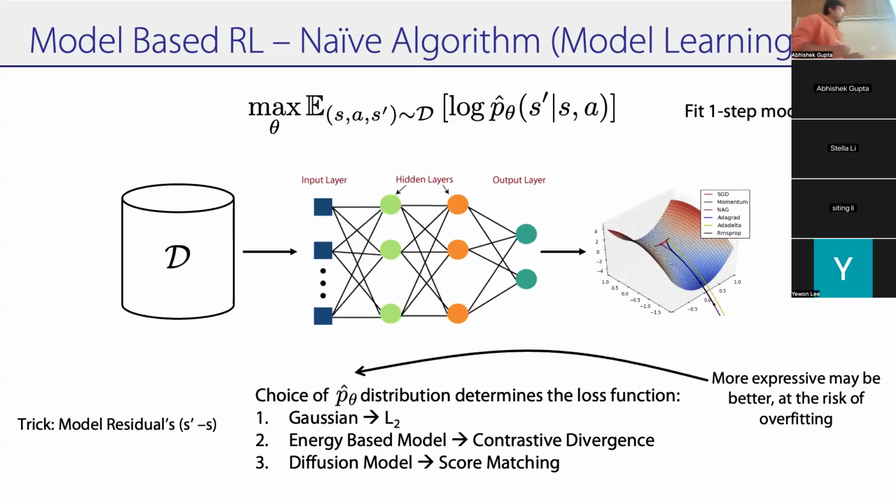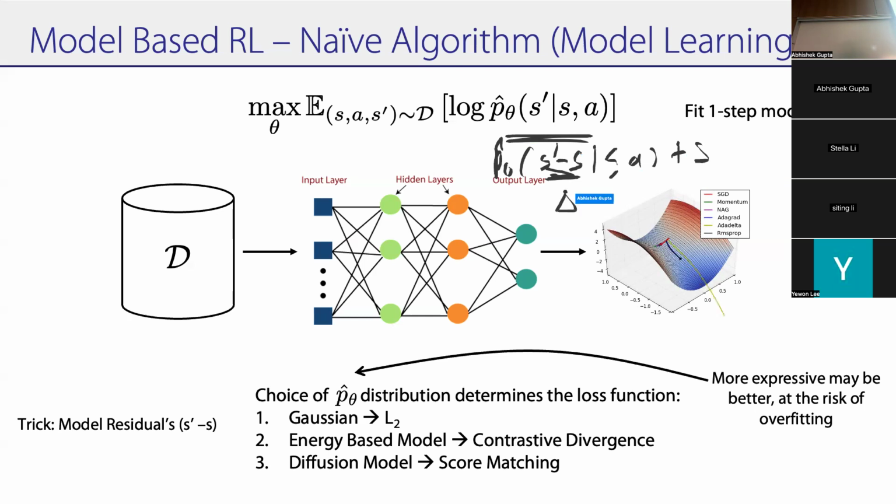So rather than what we're doing right now, which is maximum likelihood on S prime given S, A, you can do maximum likelihood on S prime minus S given S, A. You model the residual, right? And then to get the actual next state, you sample from this distribution and then just add S to it. So you model the distribution of the residuals, and then to get the next state, you sample the residual and add it to your current state. You still get a distribution over next state. So the thing you're modeling is the residual.